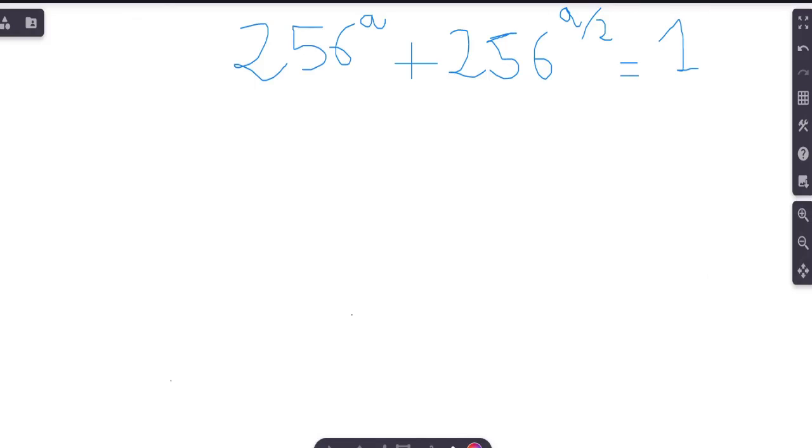So today we are going to solve an equation with an exponent a. The equation is 256 to the a plus 256 to the a, divided by 2, equals 1.